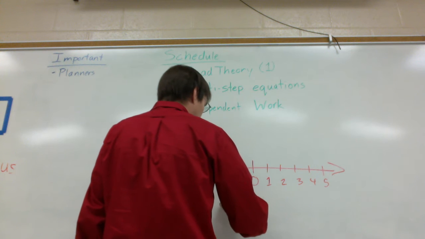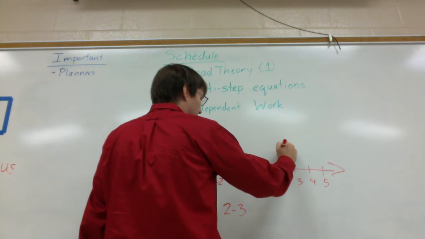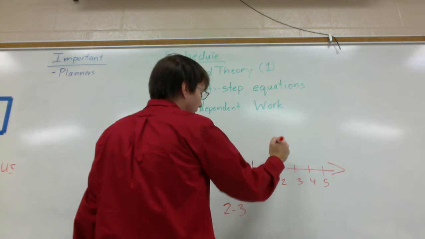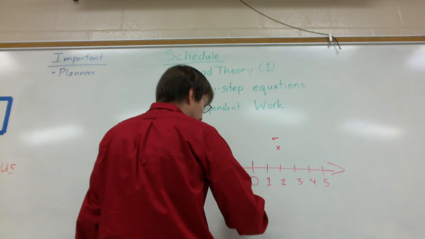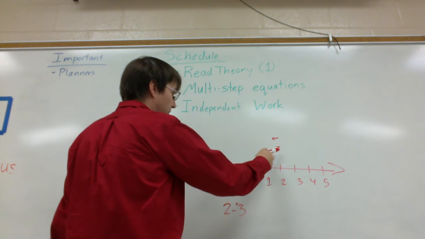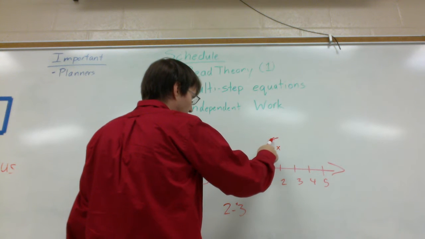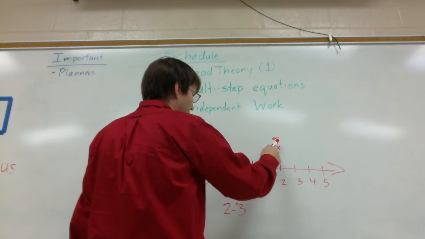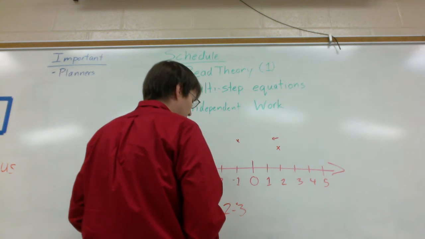If I had a problem like 2 minus 3, again, I start with 2. This time, because I'm subtracting, I'm going to look left. The 3 is not marked as negative, so I understand that it's positive. So because it's a positive 3, I'm going to go in the direction of the arrow. 1, 2, 3, negative 1.